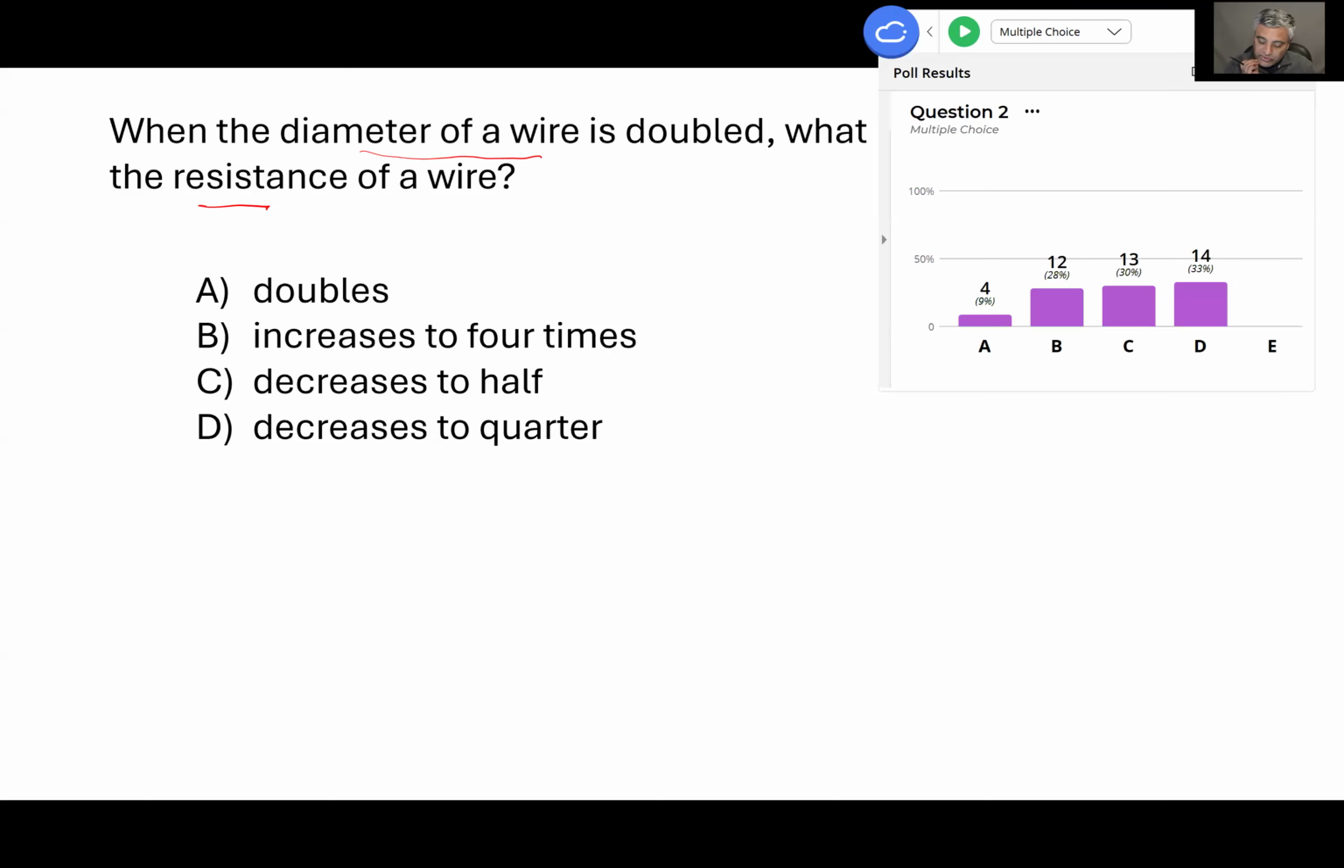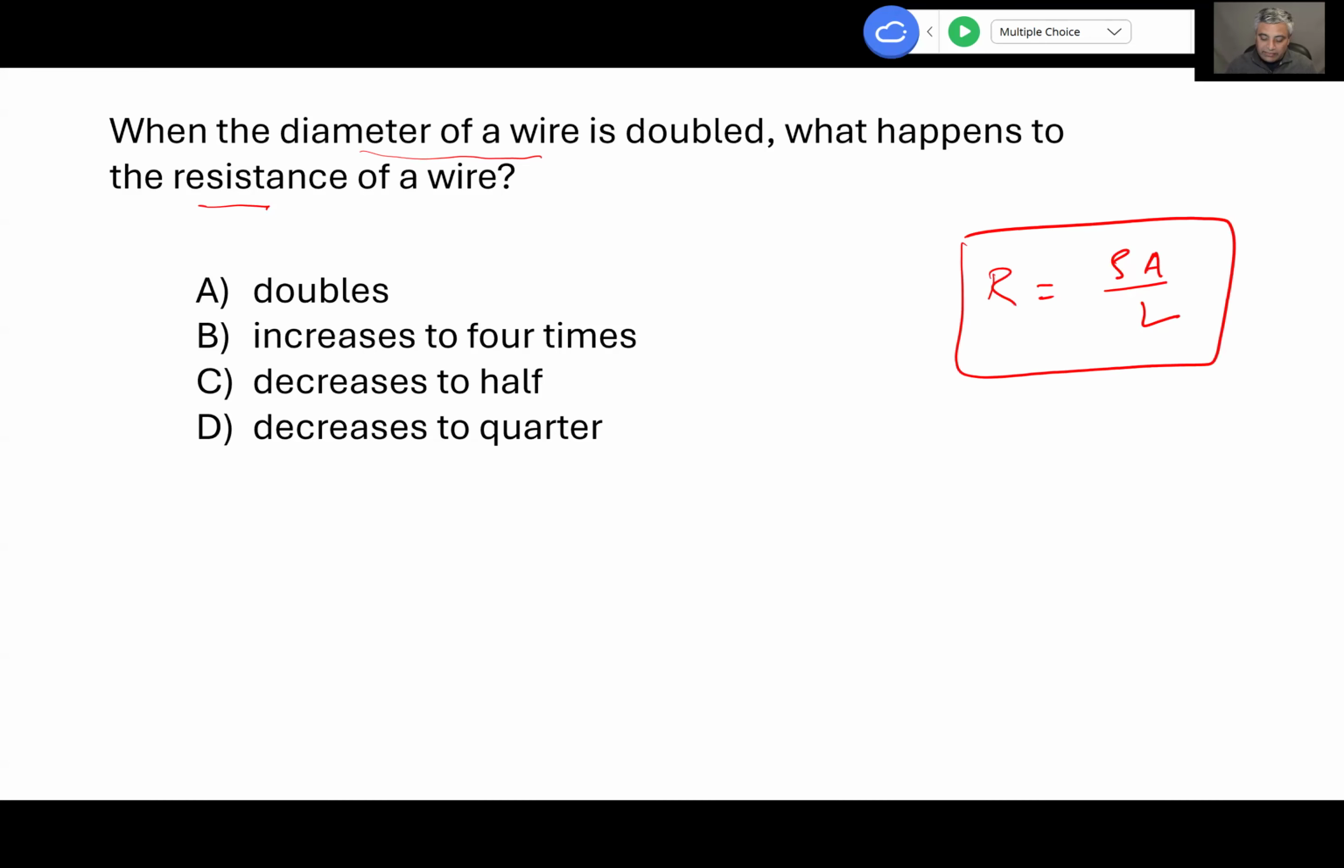Okay, let's see how we did. B, C, D are kind of competing. Double is a bit smaller. So the diameter doubled means what happens to the area? How is the area of a wire related to diameter? Let's take a look. Pi d squared over 4. It's the same as saying pi r squared, because r means diameter divided by 2. So when you square it, it is pi d squared over 4.